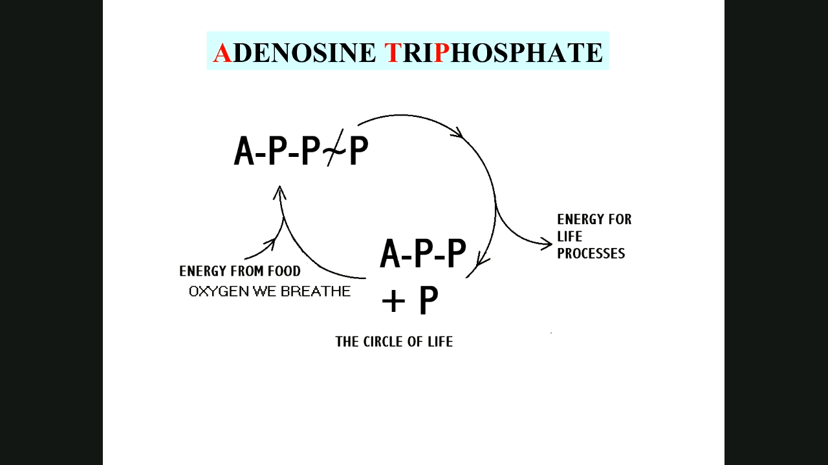And so this is a cycle of life here. You eat and breathe to get the things you need to release energy from the food to make ATPs. And then you use the ATPs to keep your body going. And then you remake the ATPs next time you eat food and you breathe oxygen. And so that's called the circle of life. And adenosine triphosphate is your major energy source.